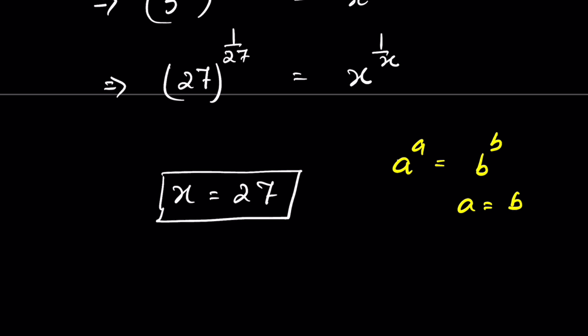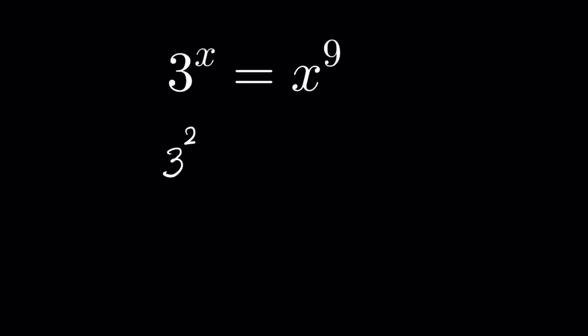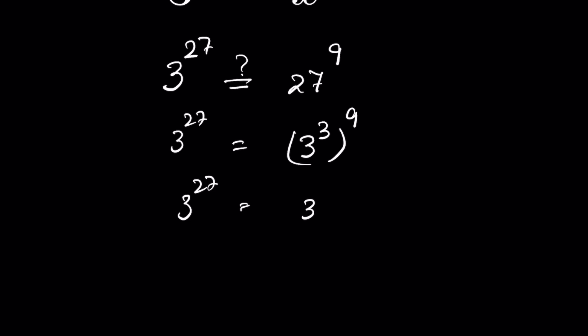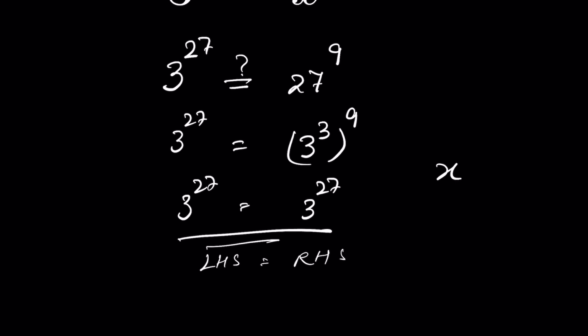Let's verify this value. 3 raised to the power 27, we have to check whether it is equal to 27 raised to the power of 9. 27 we can write as 3 raised to the power of 3, then whole raised to the power 9, and this is equal to 3 raised to the power 27. LHS is equal to RHS. Therefore, the value of x equal to 27 is correct.